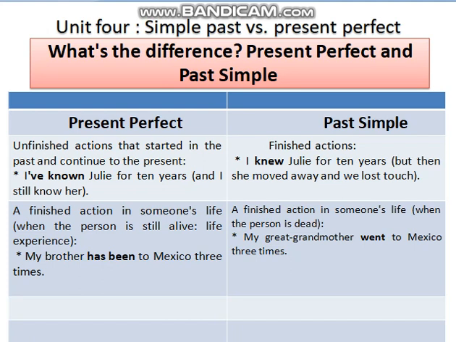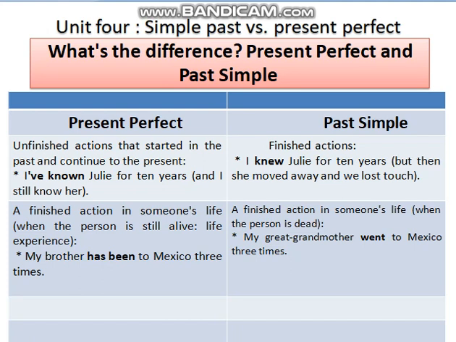Present perfect tense: unfinished actions that started in the past and continue to the present. For example, I have known Julia for 10 years. Past simple: finished actions. I knew Julia for 10 years. A finished action in someone's life.